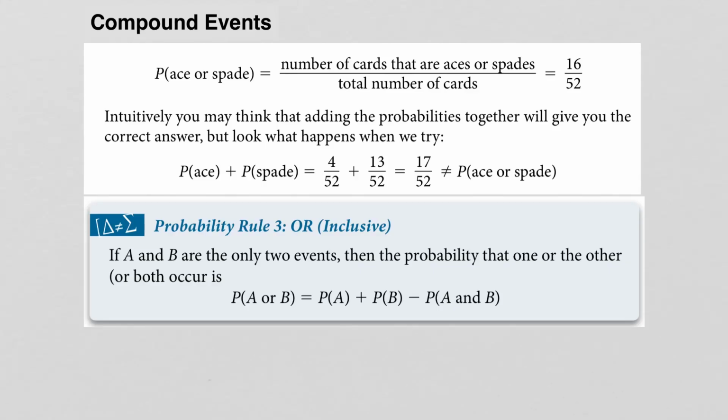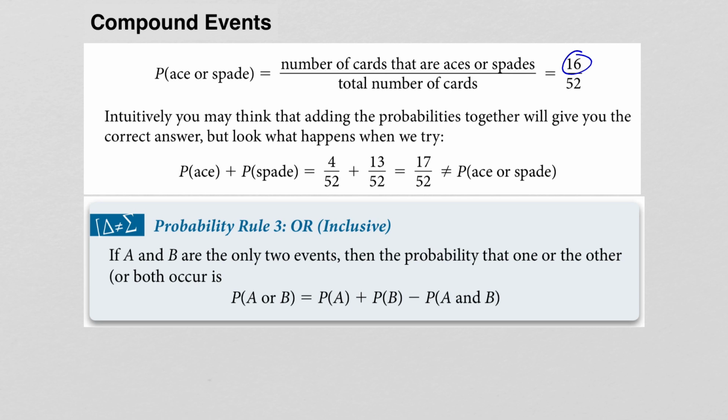Now let's talk about compound events. Let me give you an example of compound events. Suppose I ask you, if you're taking a card out of a regular deck of playing cards, what is the probability of either getting an ace or getting a spade? Either one is okay. Now, if you count up all the cards that are aces or spades, you will see that there are 16 such cards. So if you had a picture of all the aces and spades and you counted all those up, you would have 16 total cards.